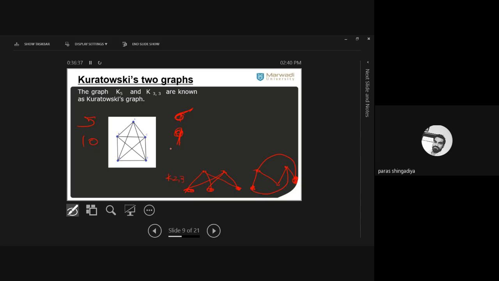Why is it a simple graph? Because in this graph there is no loop. There is no parallel edge between any two vertices. So it is simple, and each and every vertex is connected to each other.